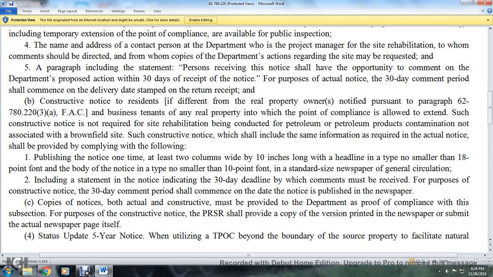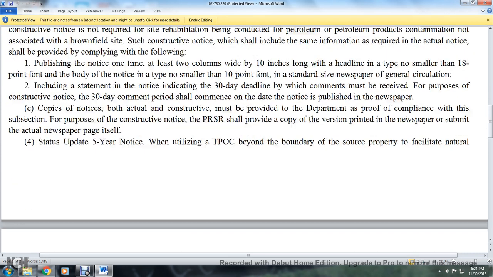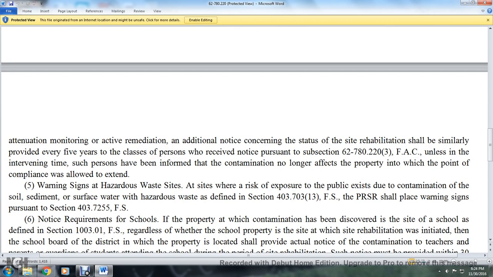Status update every 5 years when utilizing the TPOC beyond the boundary of the property to facilitate natural attenuation monitoring and remediation. Additional notice concerning the status of the site rehabilitation shall be provided every 5 years to the class of persons who received notice pursuant to sections 62-780.223, unless such person has been informed that the contamination no longer affects the property in which the point of compliance was also extended.